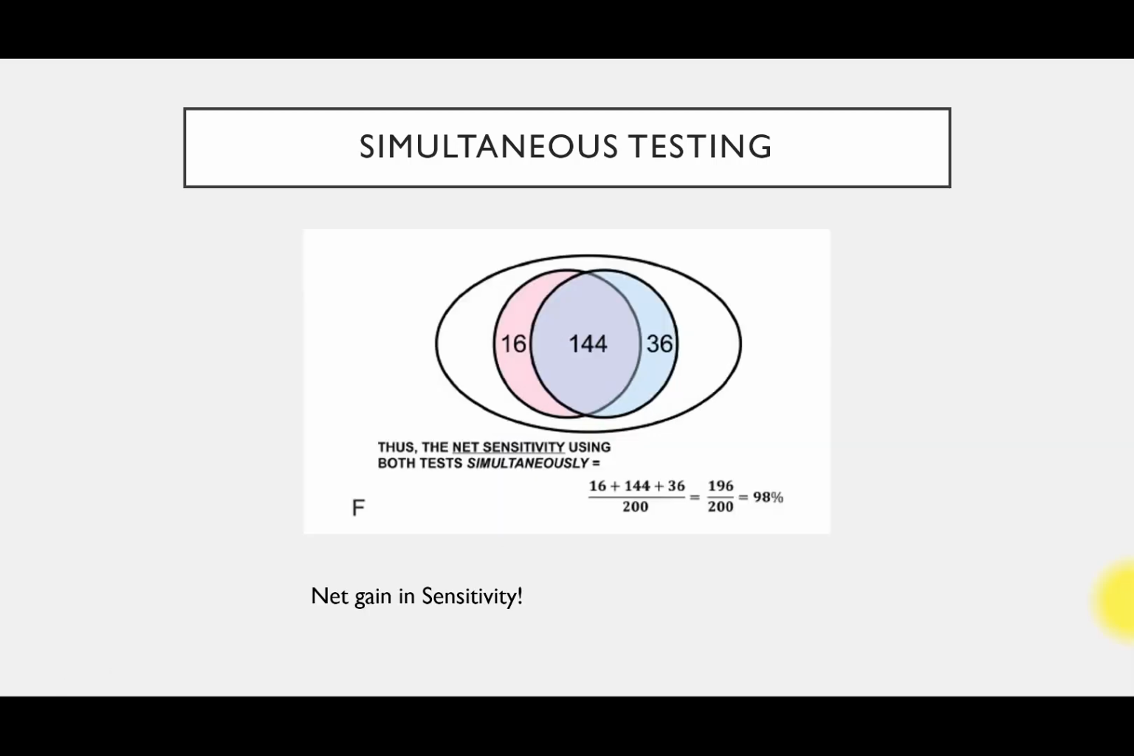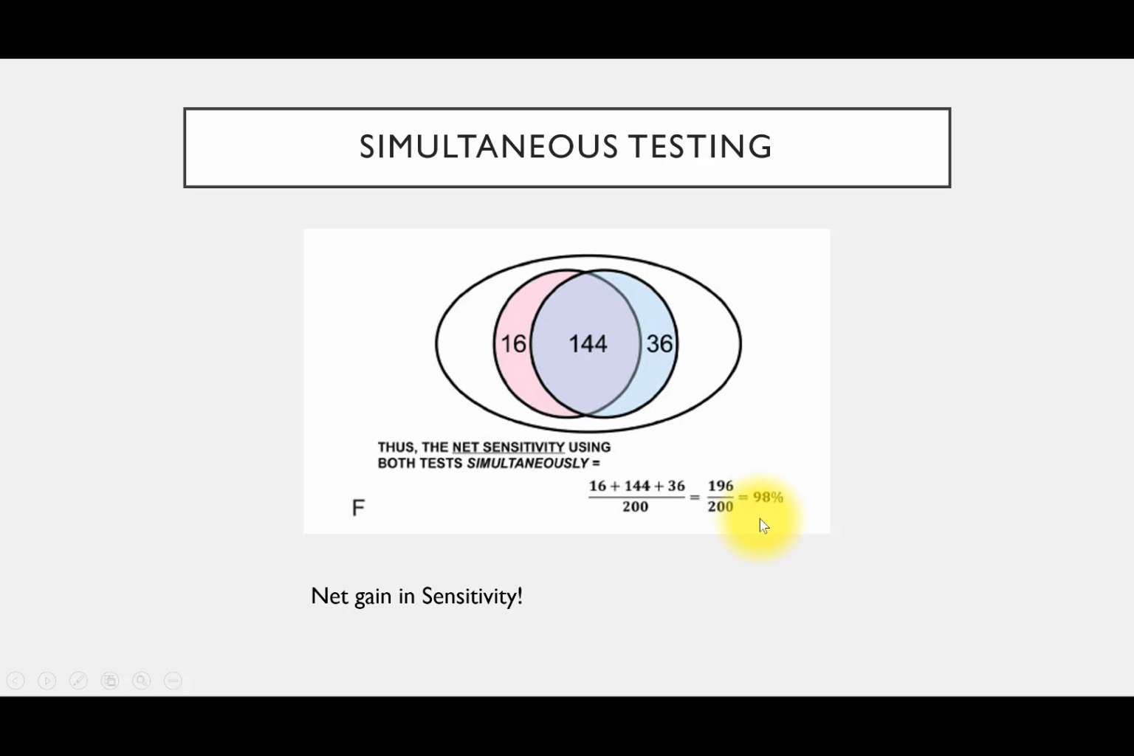To calculate net sensitivity for simultaneous testing, we will add up the 16 people who tested positive for the first test to the 144 people who tested positive on both tests. And then also we're going to add the 36 people who tested positive on the second test only. And then we're going to divide that by the 200, which is the total number of persons who we know are positive for the disease. Now, as you can see, your net sensitivity is now 98%.